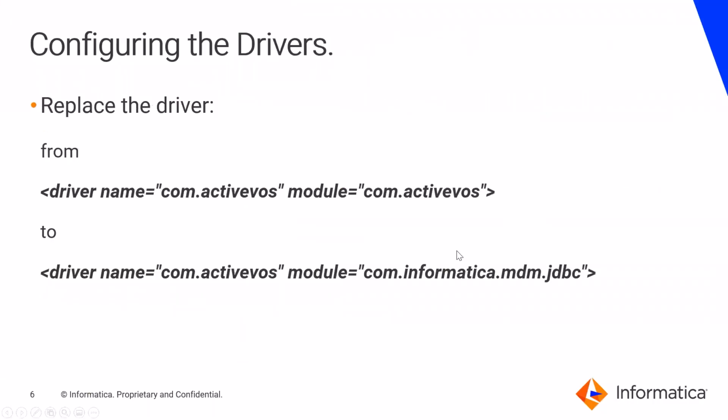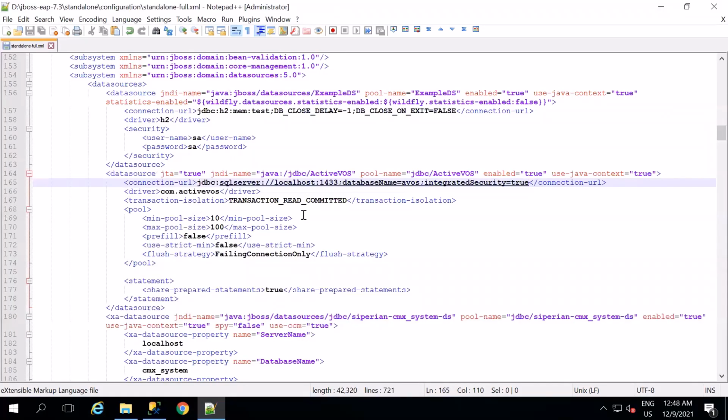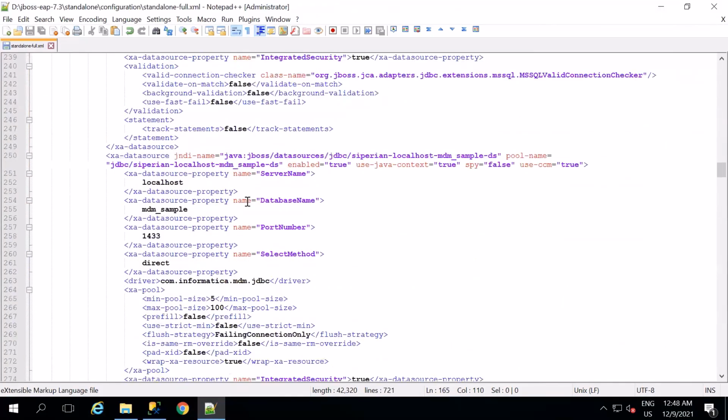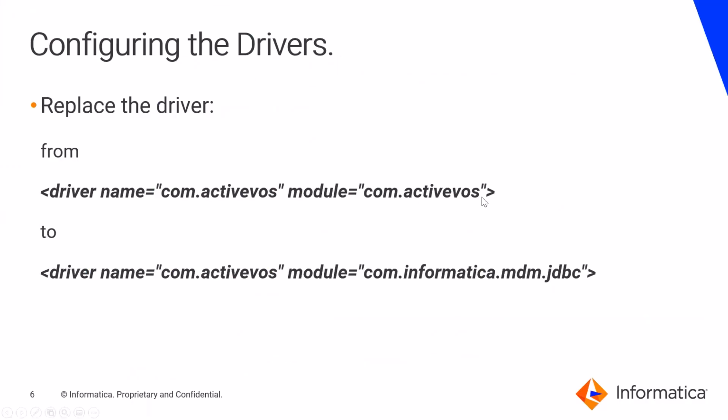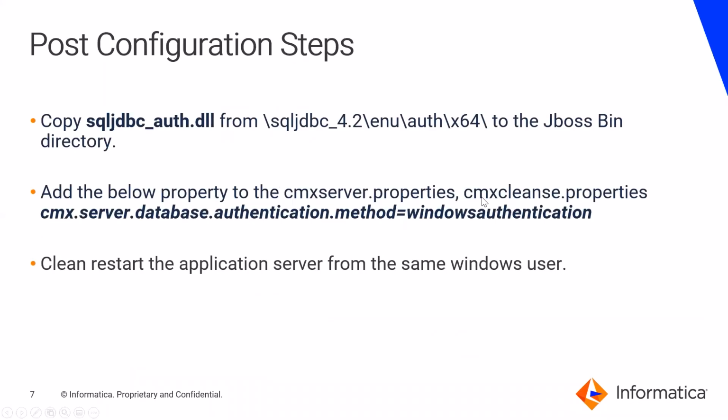Now, coming on to configuring the drivers, we just need to change the module of the ActiveOS driver from com.activeos to com.informatica.mdm.jdbc. For that, we'll be moving on to the drivers section over here. And instead of com.activeos, we will add com.informatica.jdbc. That's it.